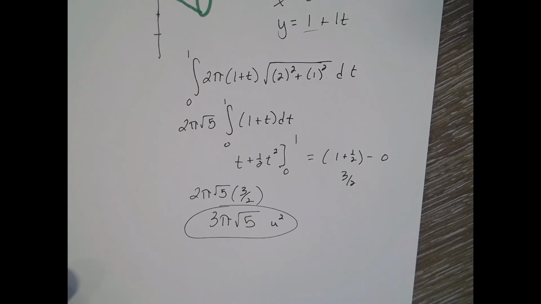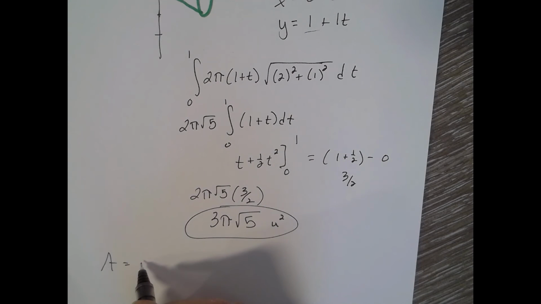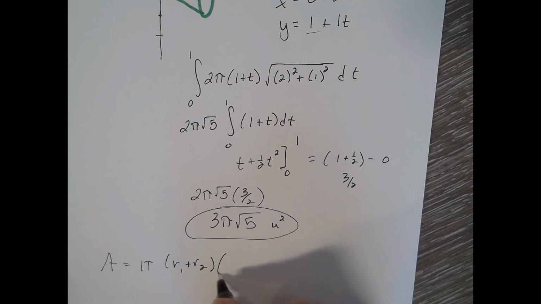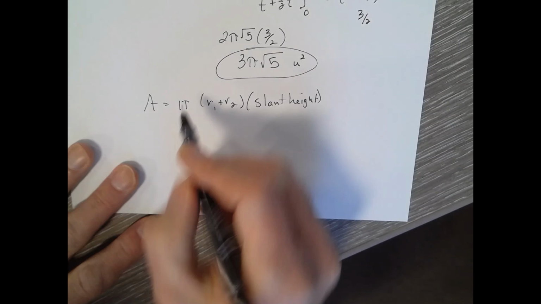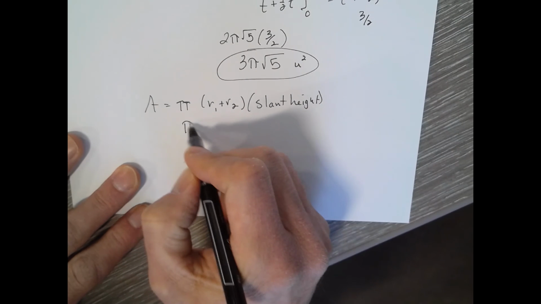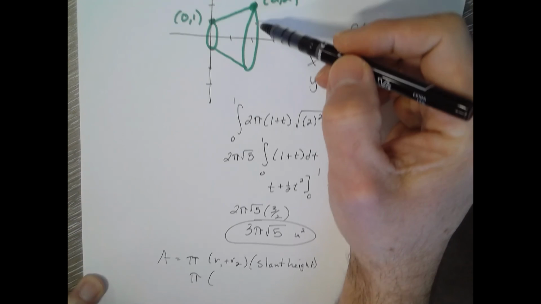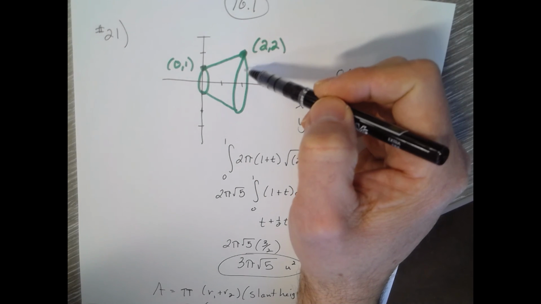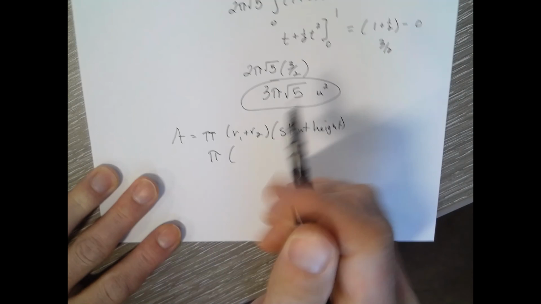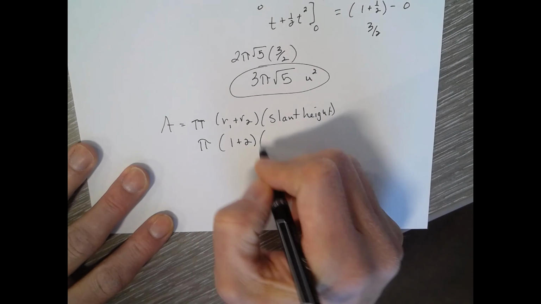Part C, find the lateral surface area using the geometry formula. Area is equal to pi times r1 plus r2 times our slant height. Alright, so that's using the geometric formula. So pi times, we have 2 radii. We've got r1, which is 1, and then r2, which is 2. So 1 plus 2 times our slant height.